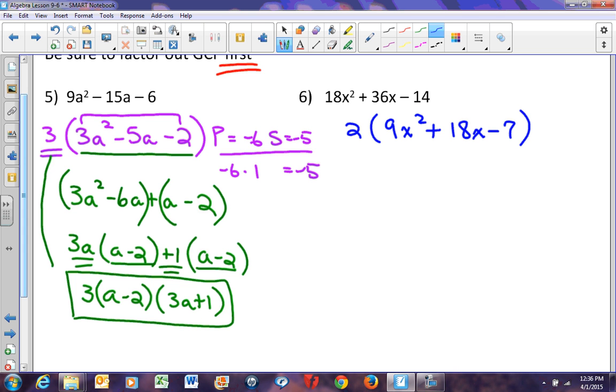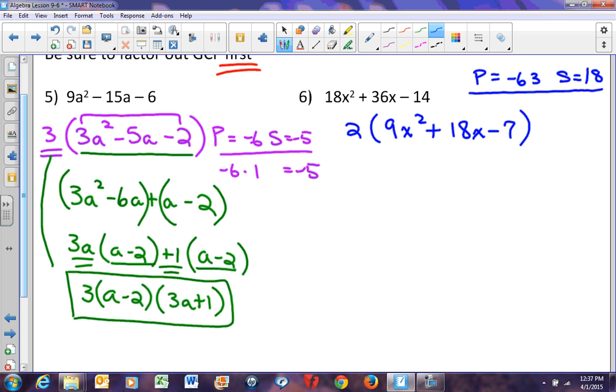There we go. Now I need a product, 9 times 7, negative 63, and a sum of 18. And this is where it gets a bit trickier. I'm thinking of two numbers like 9 and 7, 9 times 7 is equal to 63, but in order to have a positive sum and a negative product, one number has to be positive and one number has to be negative.